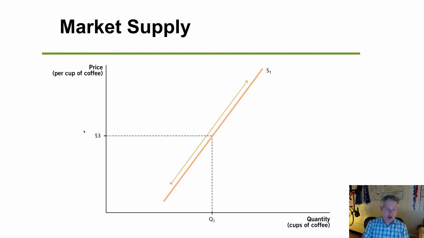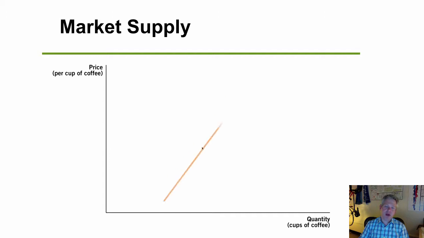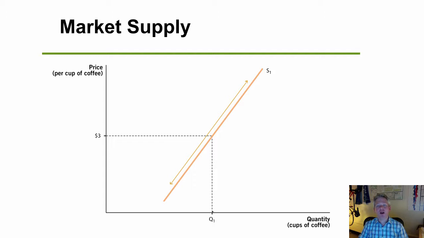Alright, so at a price of, say, $3 here, the quantity is Q1. Often in econ, as you've probably already guessed, we will just use Q and a subscript to indicate a quantity because it doesn't really matter how many cups of coffee here. Sometimes we'll use exact numbers, but here at a price of $3, you get a quantity of Q1.